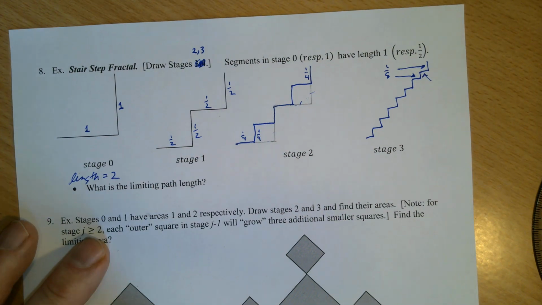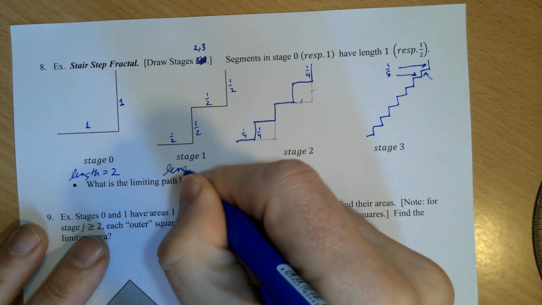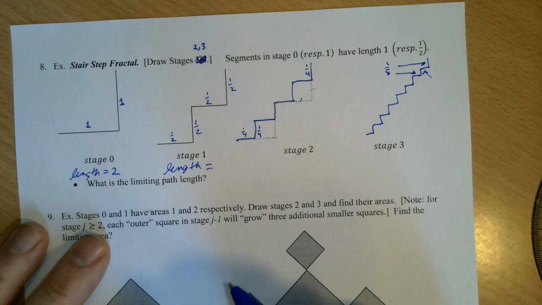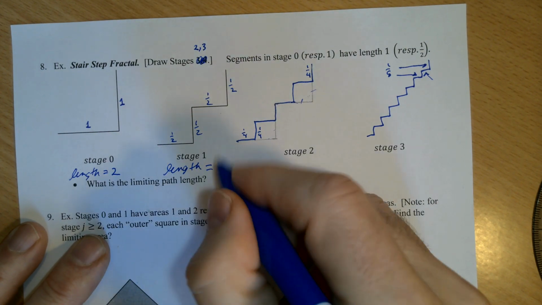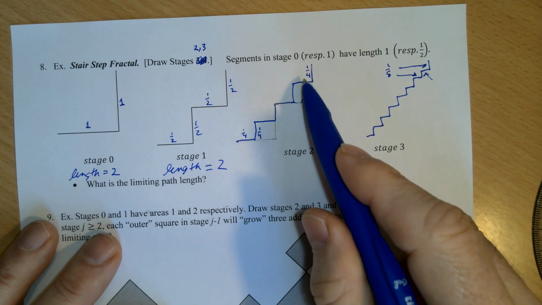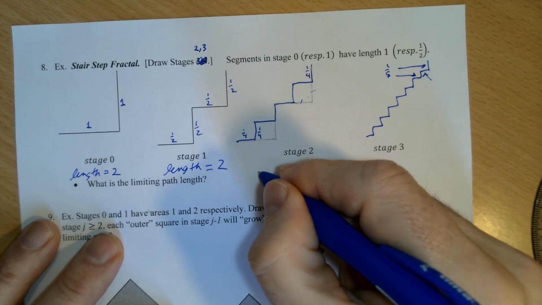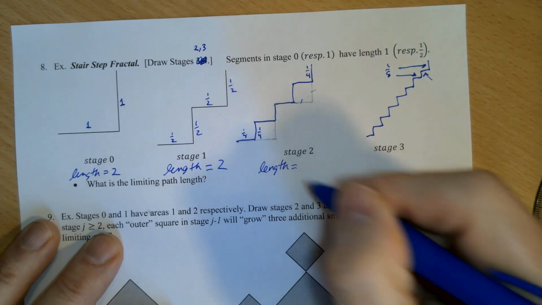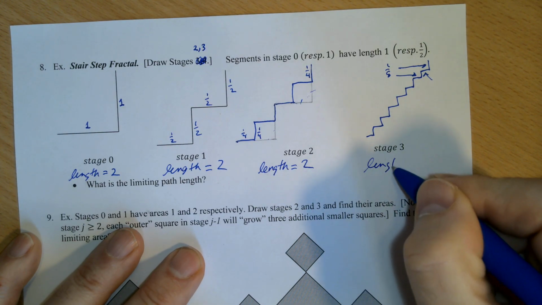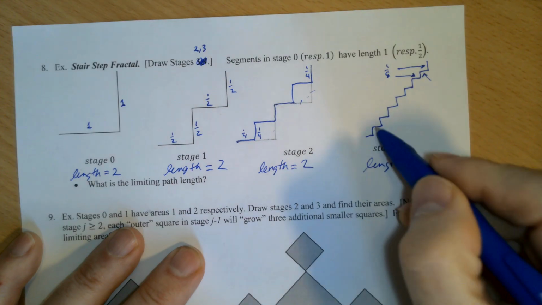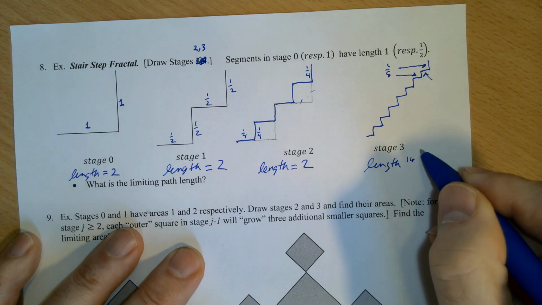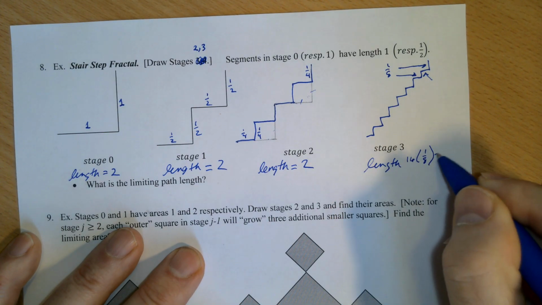It's 1 plus 1. The next length in stage 1, 1, 2, 3, 4. 4 times 1/2 gives us what? 2. No difference. And then what do we have here? 8 times 1/4. 8/4, that's also 2. So it looks like we're getting a constant. In this case, we would have 16 segments. We would have 16 times 1/8 equals 2.